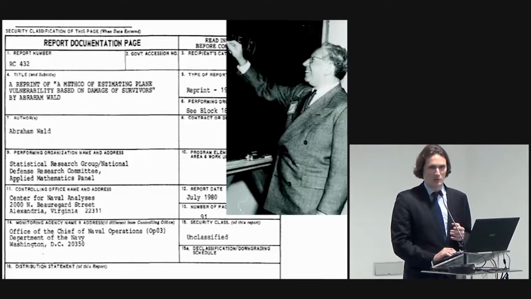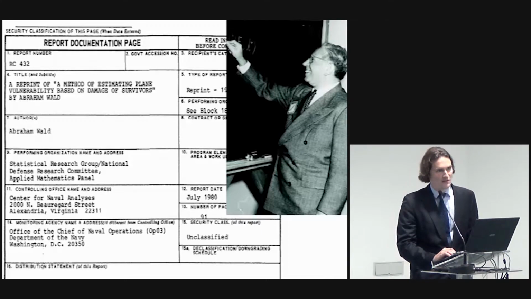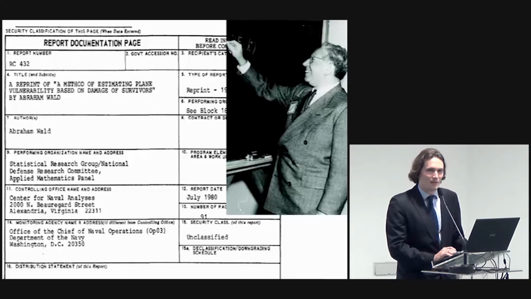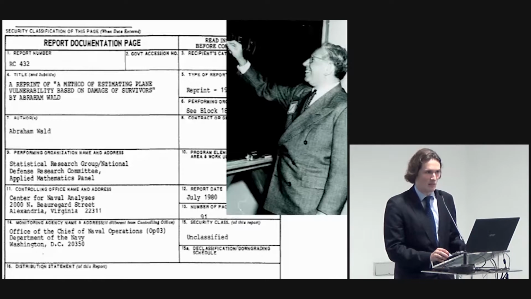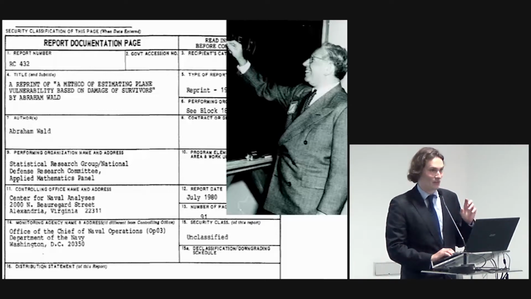And before we talk about observational studies, we need to sound a note of caution about the biases that can be in those studies. And I'm going to give you a true-life example about this man. He was called Abraham Wald, and he was a statistician. And he wrote a seminal paper called A Method of Estimating Plane Vulnerability Based on the Damage of Survivors. Now, obviously, this isn't clinical medicine. It wasn't published in a high-impact factor journal. It was a classified military secret. But it tells us something incredible about observational research.